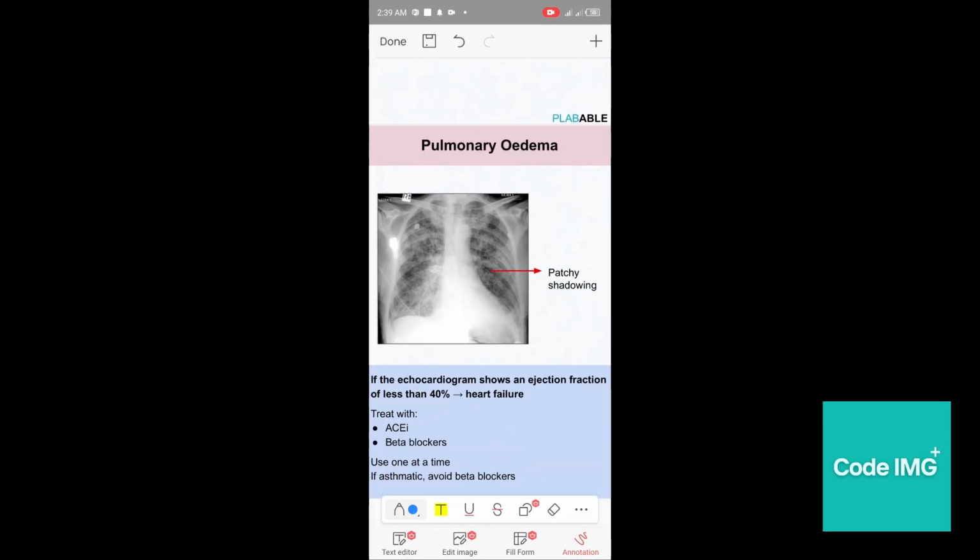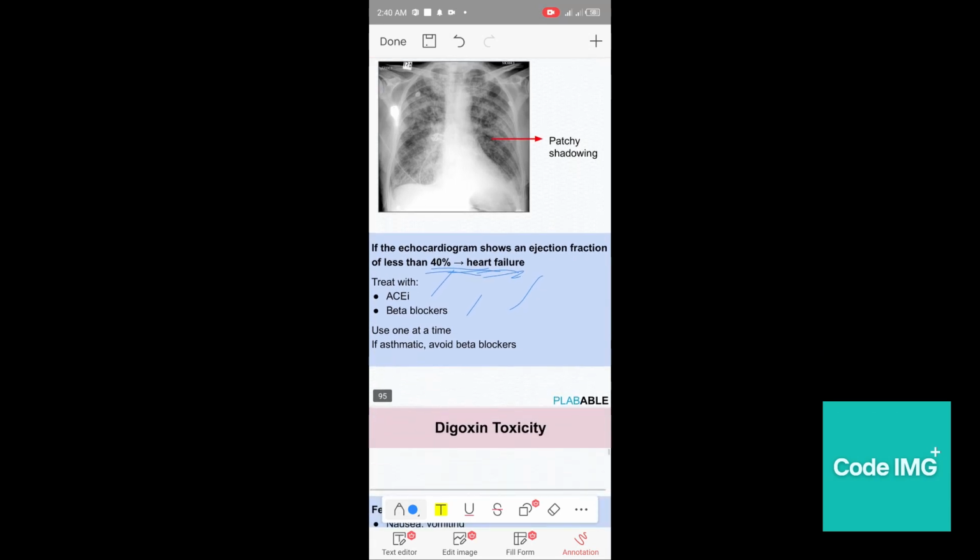So if echocardiography shows an ejection fraction of less than 40, okay, it's a heart failure. In heart failure, what is the standard treatment? ACE inhibitors, beta blockers, diuretics. These are the things over there. In asthma, you cannot give the beta blocker, you need to avoid it. And in acute heart failure, you also avoid the beta blocker.